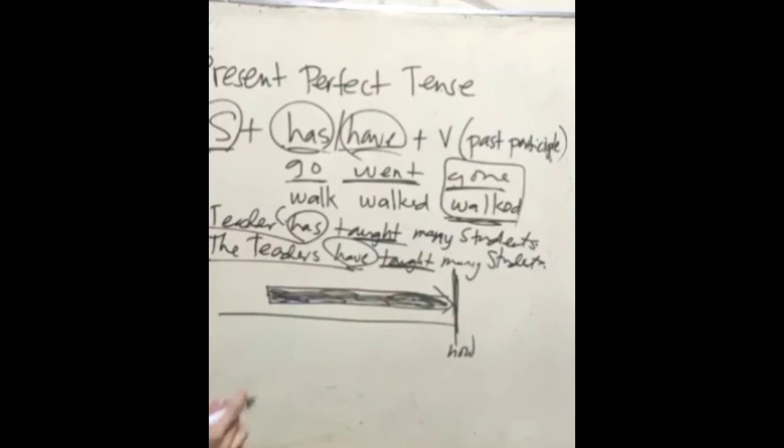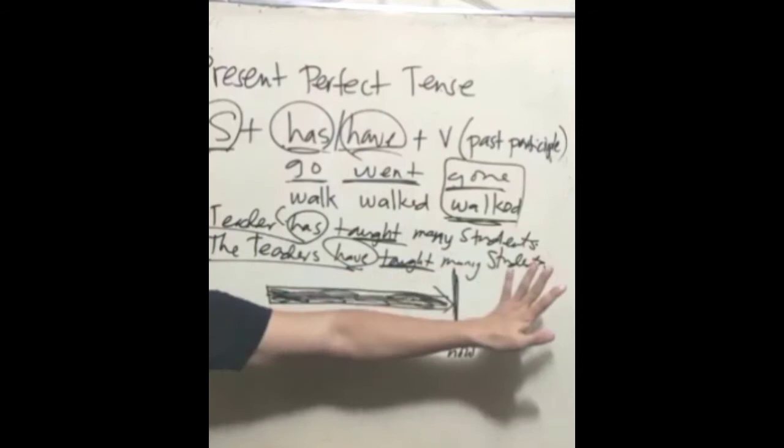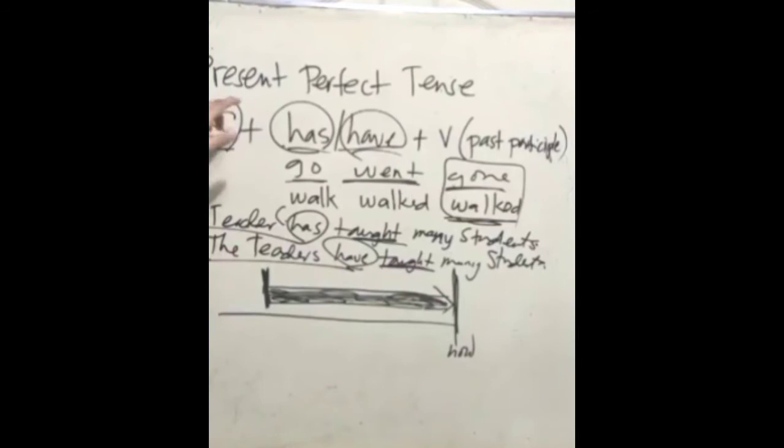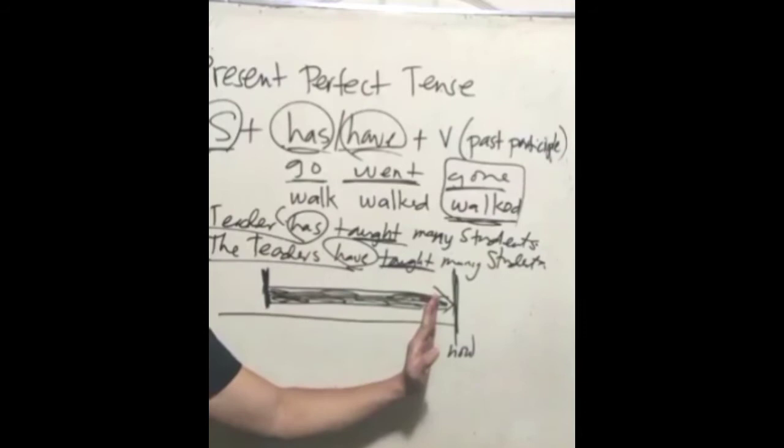Here, teacher Seppi has taught many students. That means, since I started teaching until now, teacher Seppi has taught many students, or a lot of students. So that's the total period. We're talking here of a period of time. That's present perfect tense. The action started in the past and is still happening now or just finished now.